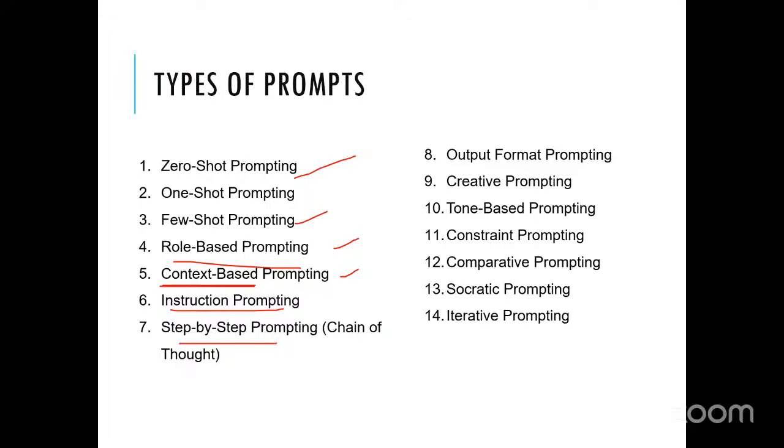You completed 7 types of prompting. Up to this, you are clear? Great. You have no doubts, right? Any doubts up to this? It's clear. Okay, fine. So the first 7 prompts we have completed. Now we try the next 7 prompts.